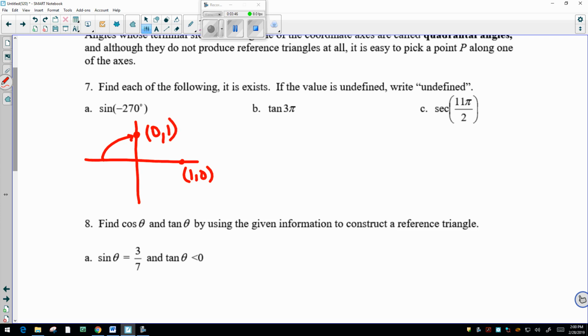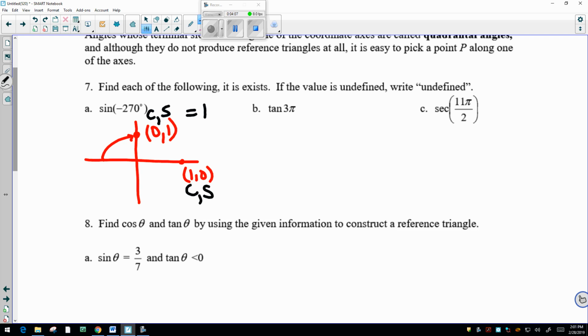And again, a little review from your Algebra 2 days: your x-coordinate always went with cosine, and the y-coordinate always went with sine. So same thing, cosine, sine. If I'm trying to find cosine of negative 270, well, here we go, we found it, it's a 1.